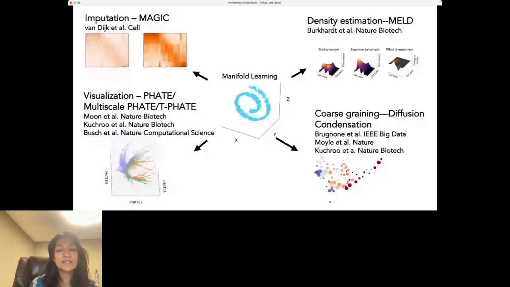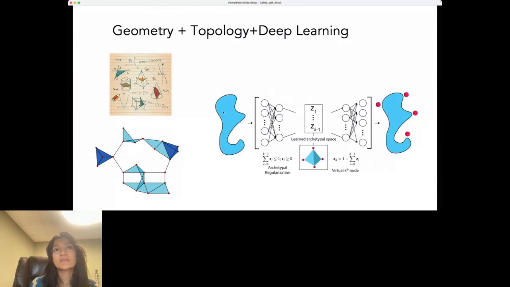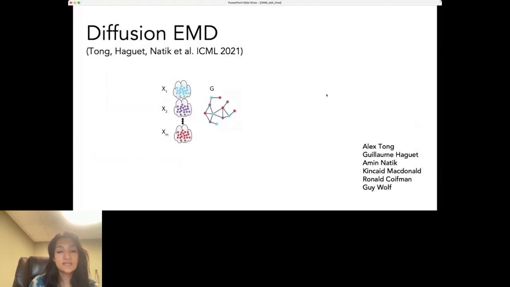But today I'll be talking about utilizing diffusion geometry as well as ideas from graph topology together with deep neural networks in order to learn dynamics. So the first concept that I'll talk to you about that will allow us to learn dynamics is the concept of optimal transport. So you saw before that what we had were point clouds of cells.